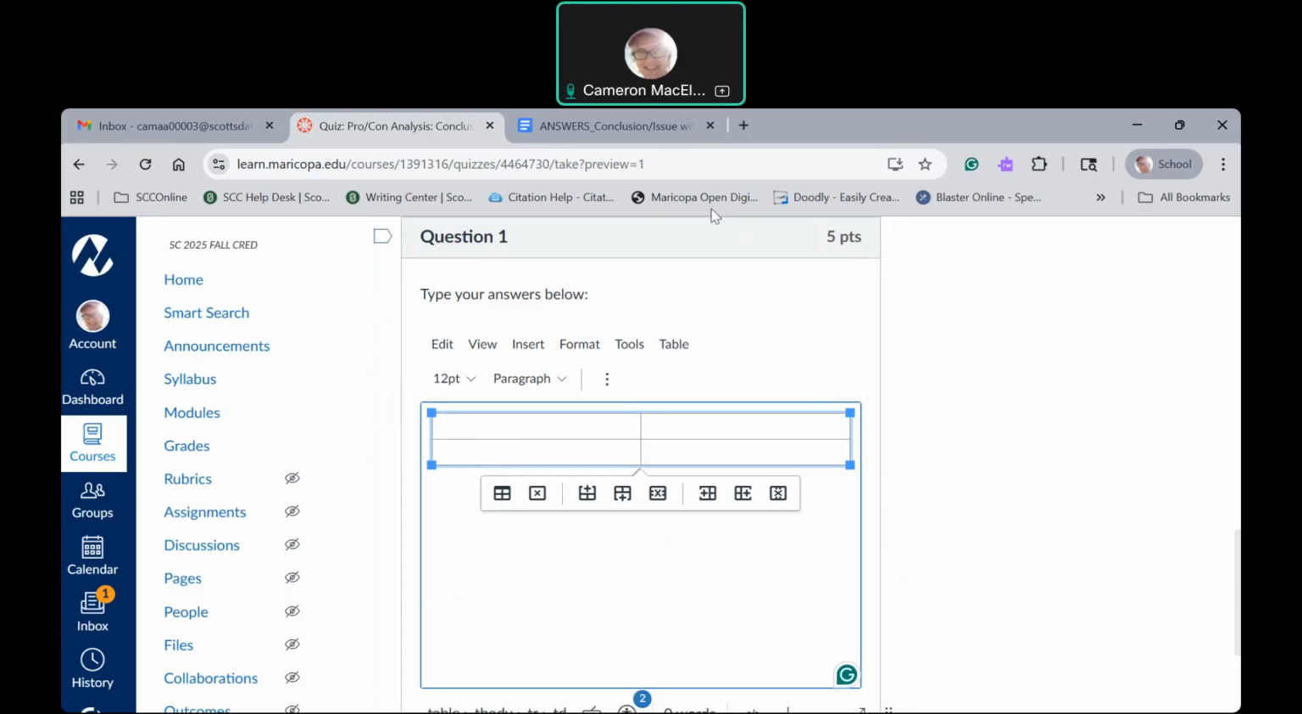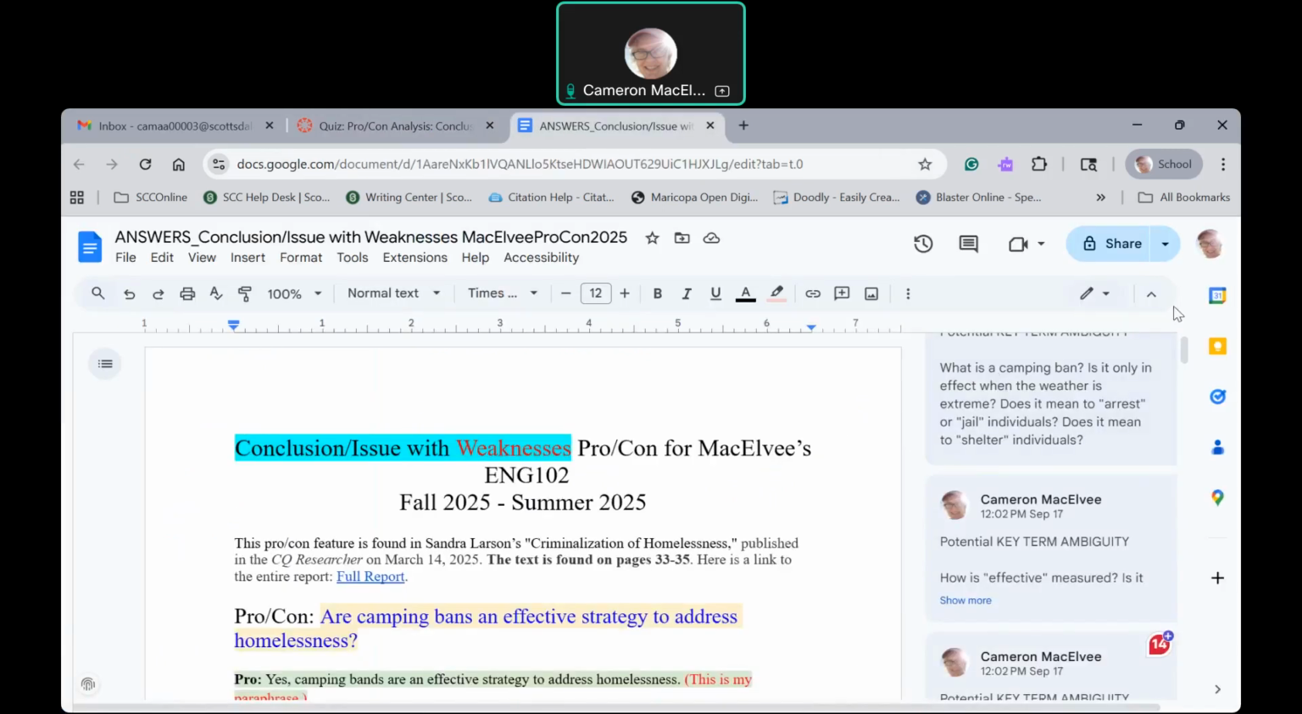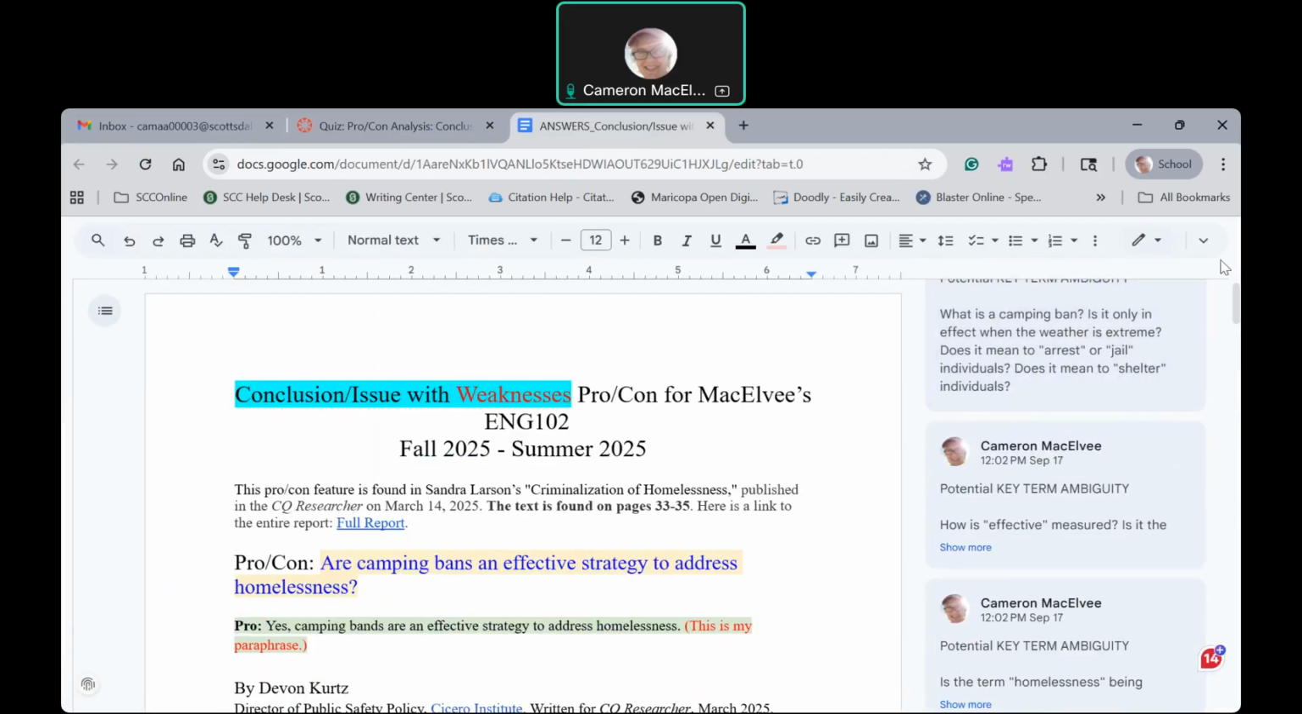So let's go ahead then and go to the issue. Again, I'm going to use the Google Docs versus the PDF, which I will use the PDF as your answer sheet, but I think it's easier to navigate like this. Okay, so this is the discussion of the conclusion and issues in our pro-con and the weaknesses in our pro-con.